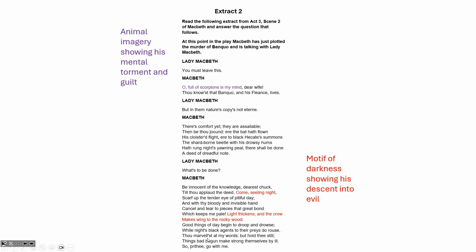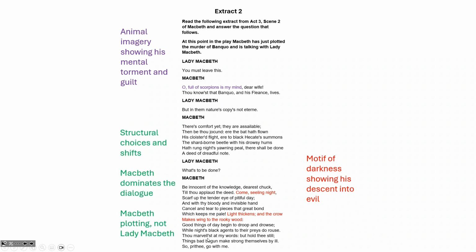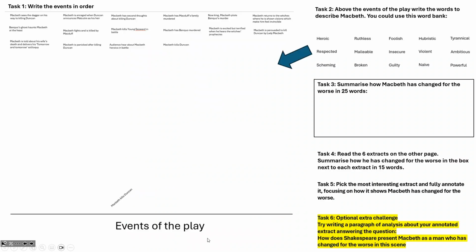Also interestingly with that is the echoes and the parallels with Lady Macbeth from earlier in the play. Structural choices and shifts. Well, Macbeth dominates the dialogue here in the plotting of Banquo. Earlier in the play, it's Macbeth plotting, not Lady Macbeth, so we've got a couple of interesting things going on there, showing again how Macbeth is changing for the worse. So you do your annotation, which leads you to optional extra challenge, task 6.